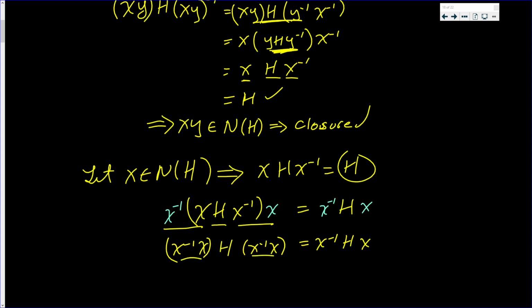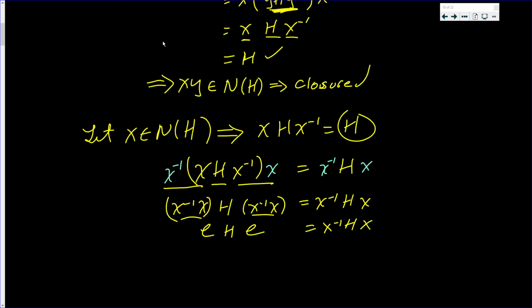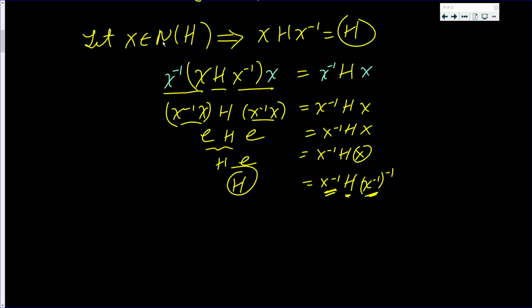But that's E and that's E. So I have E times H times E. That's H times E. That's H. One last thing. X is the same as X inverse inverse. So I have an element in G, and when I multiply it by capital H times the inverse of this element, I get back H.